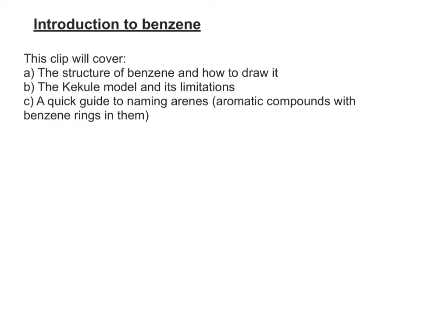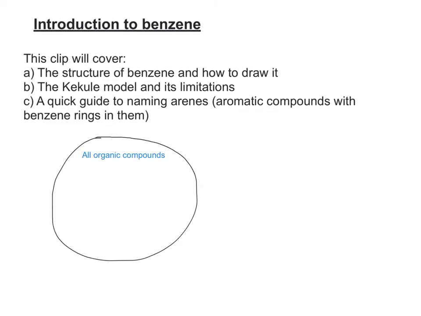Before we go any further, it might be worth spending a little time reviewing what an aromatic compound is and how it fits in with the rest of organic chemistry. If we imagine within the circle are all organic compounds, so all the carbon-based compounds, including hydrocarbons, carboxylic acids, ketones, etc., the things that you've come across in your first year. Within that category are what we call aliphatic compounds.